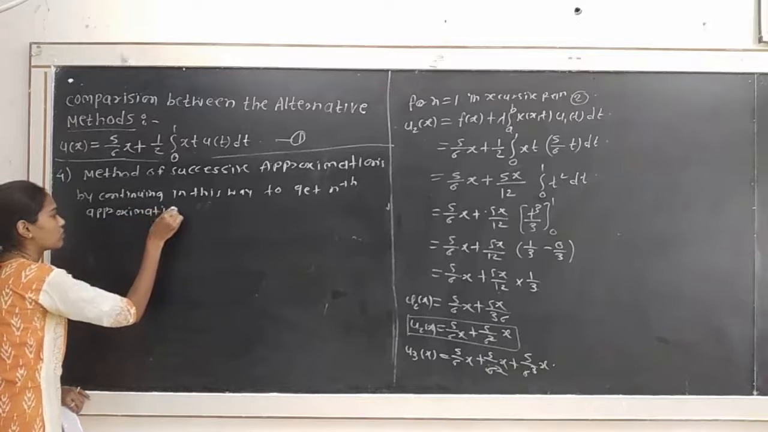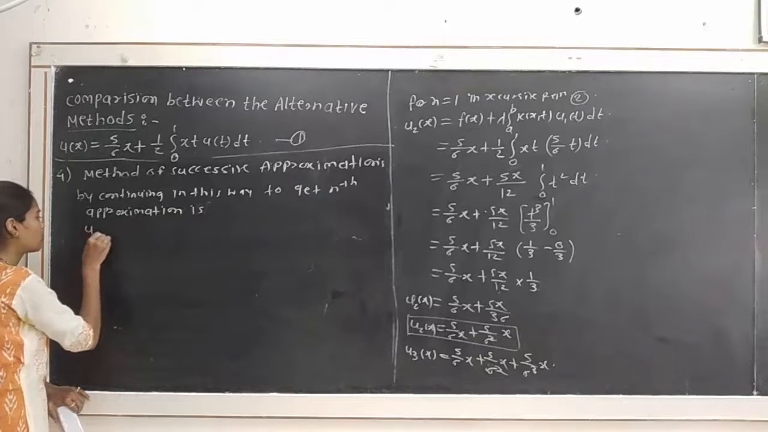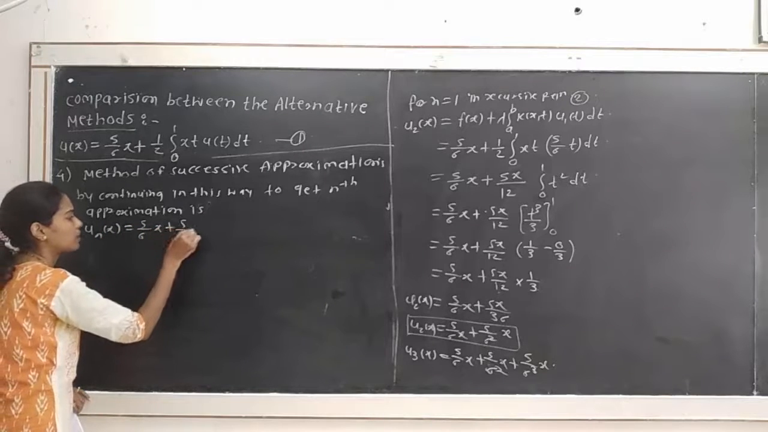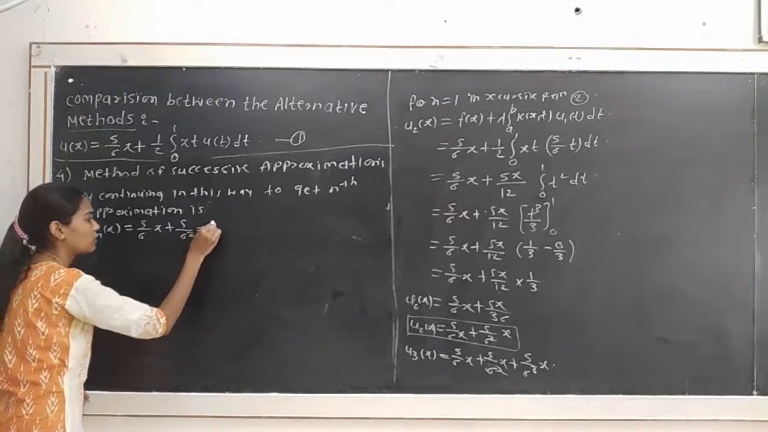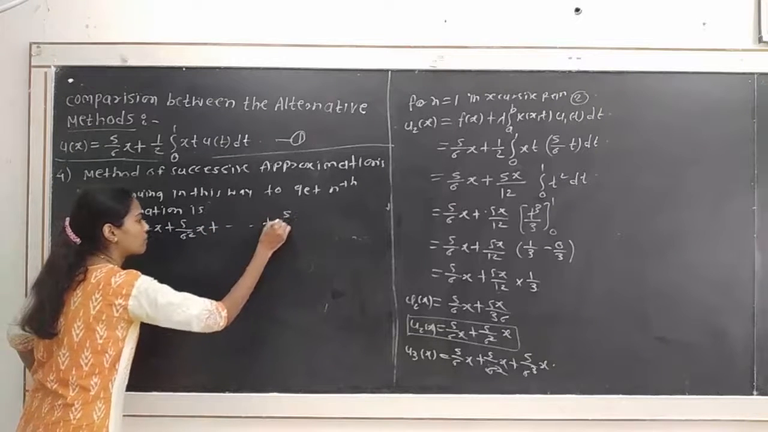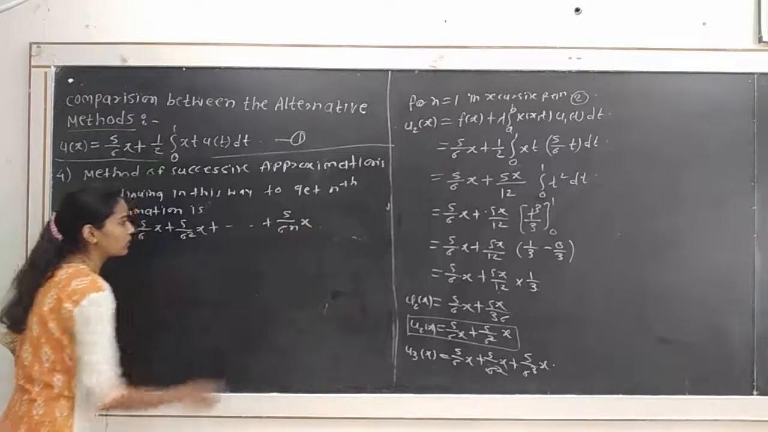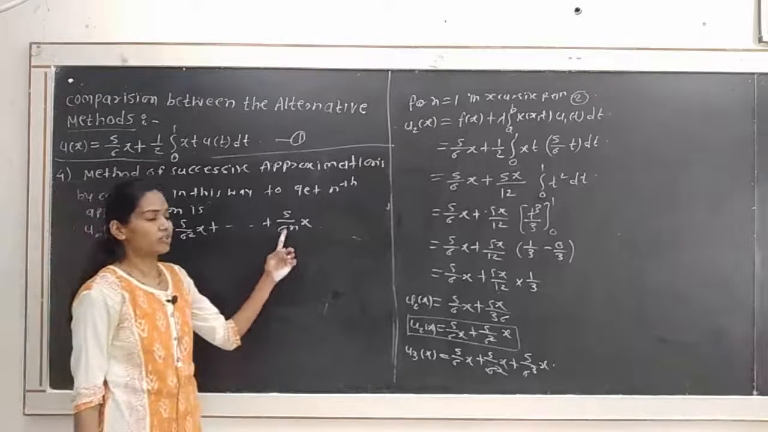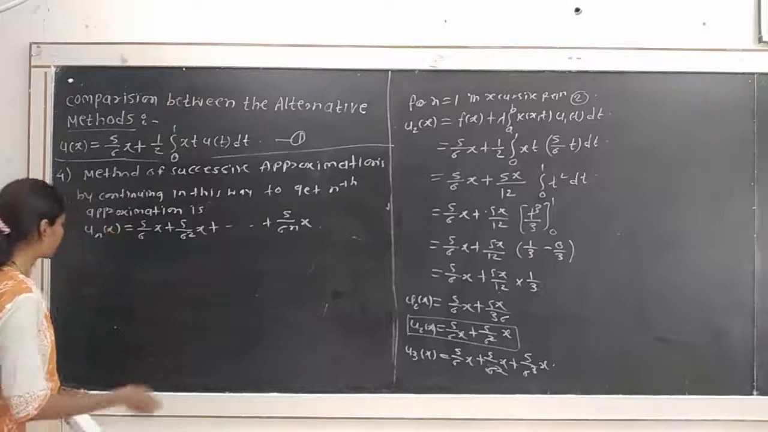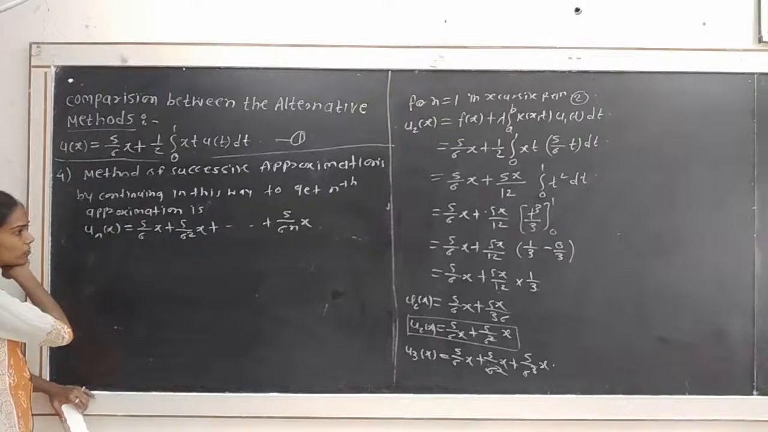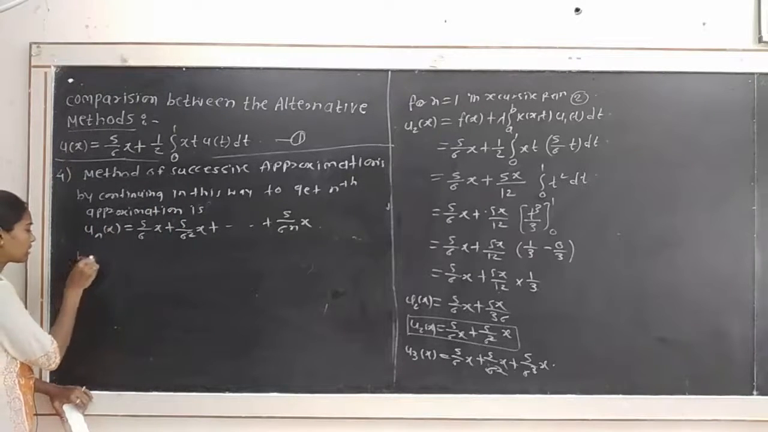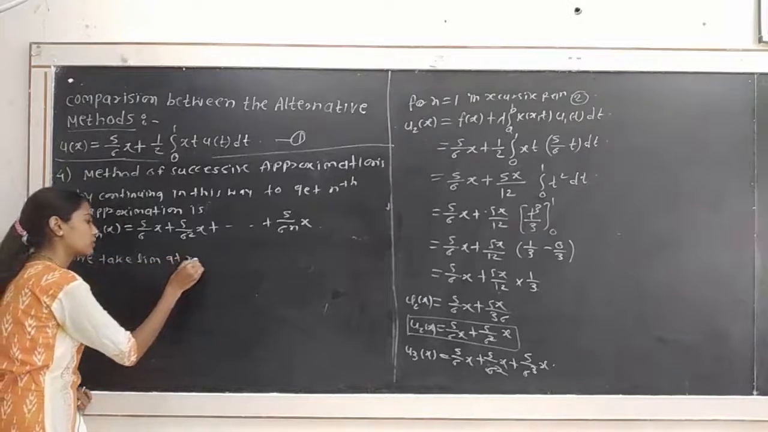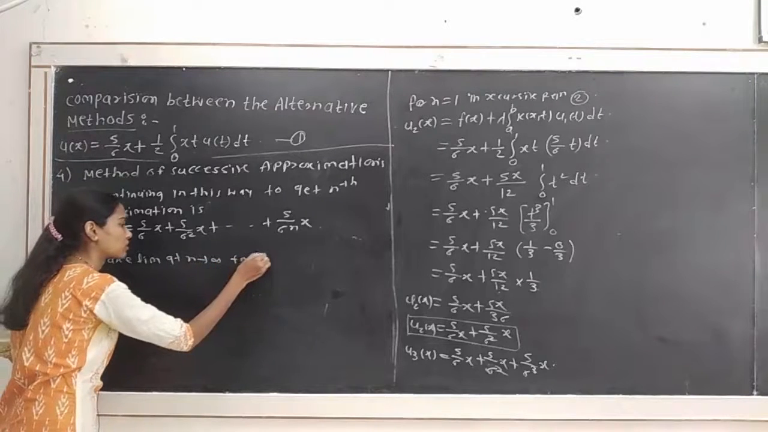Okay, and the successive approximation is u_n of x equal to 5/6 into x plus (5/6)^2 into x, up to (5/6)^n into x. In this way, because in the last term we have to get 6 raised to n, that is n power of 6 in the denominator. Then we take the limit as n tends to infinity to get the solution.